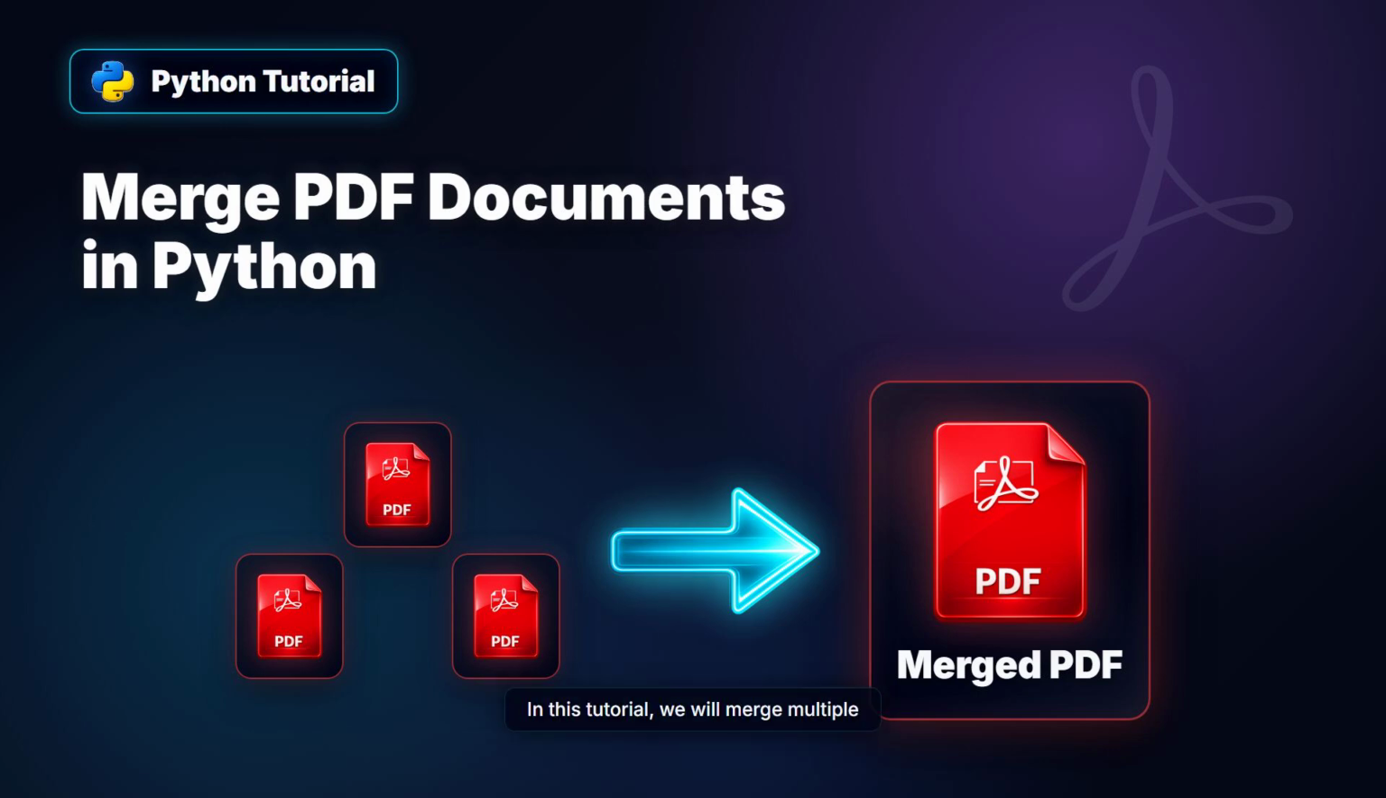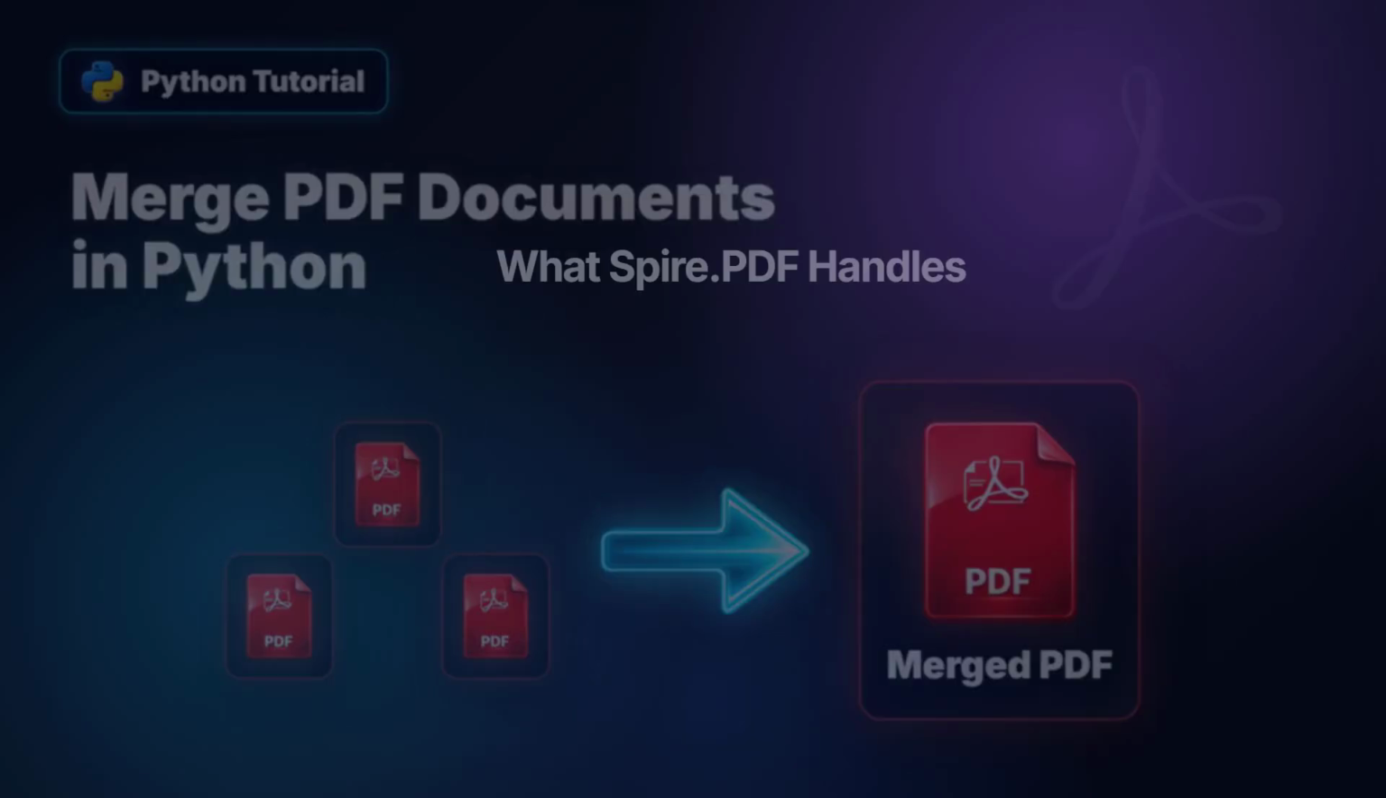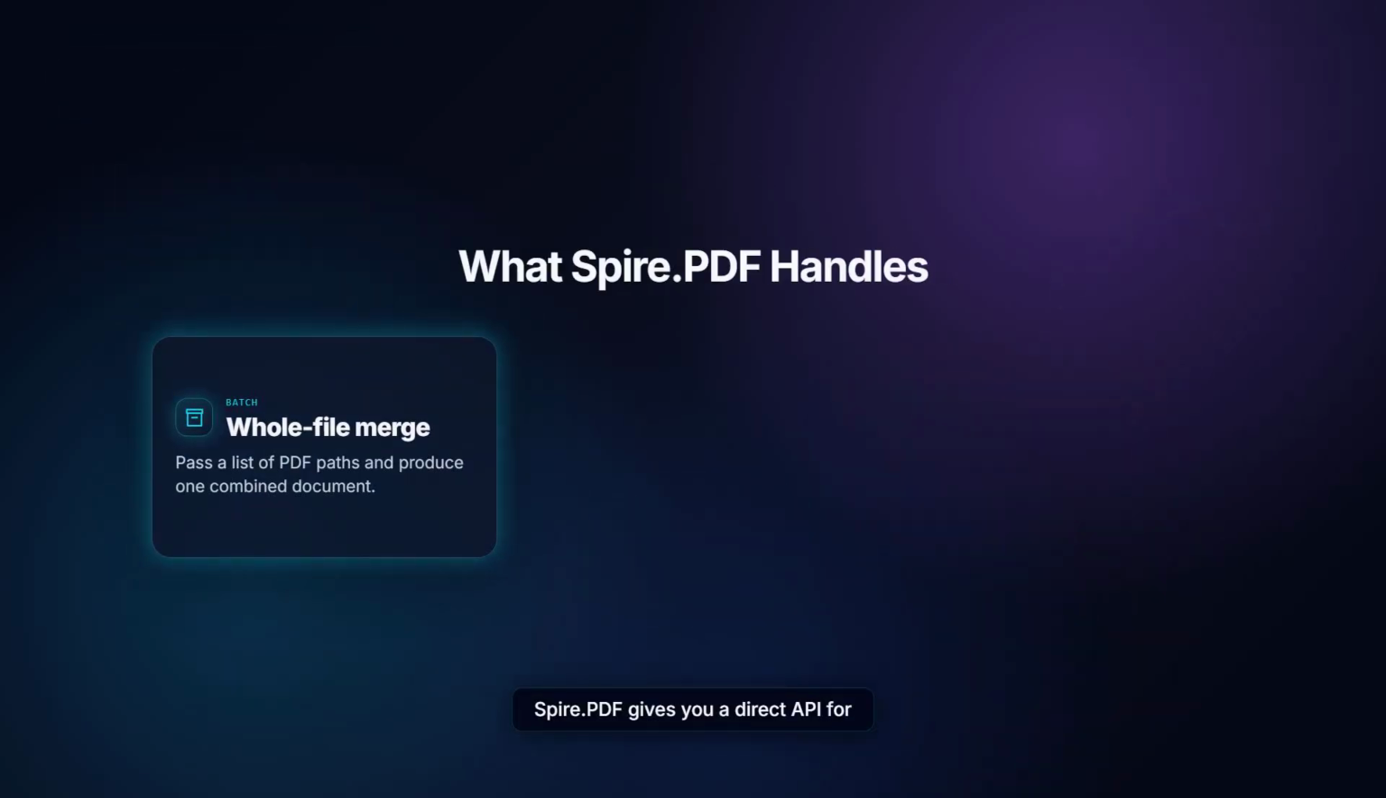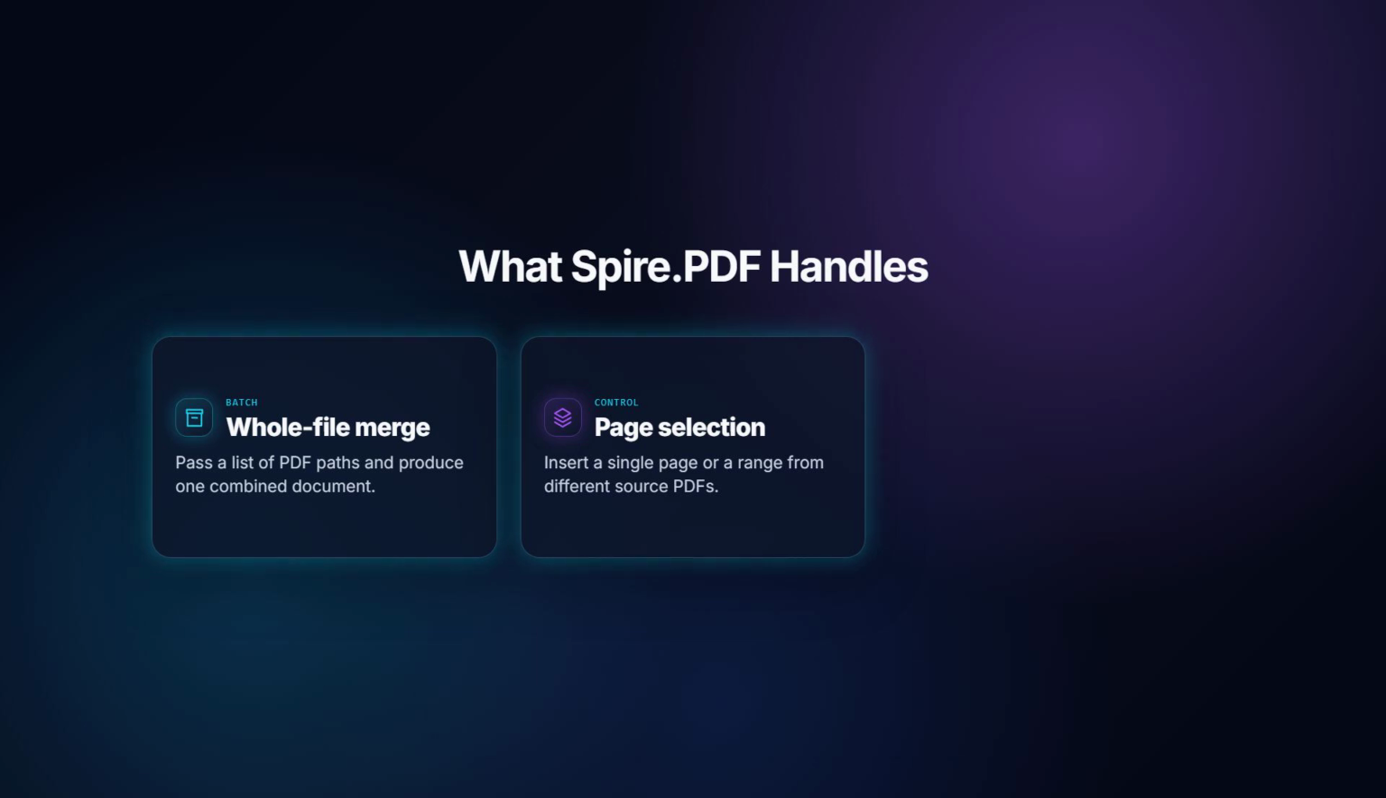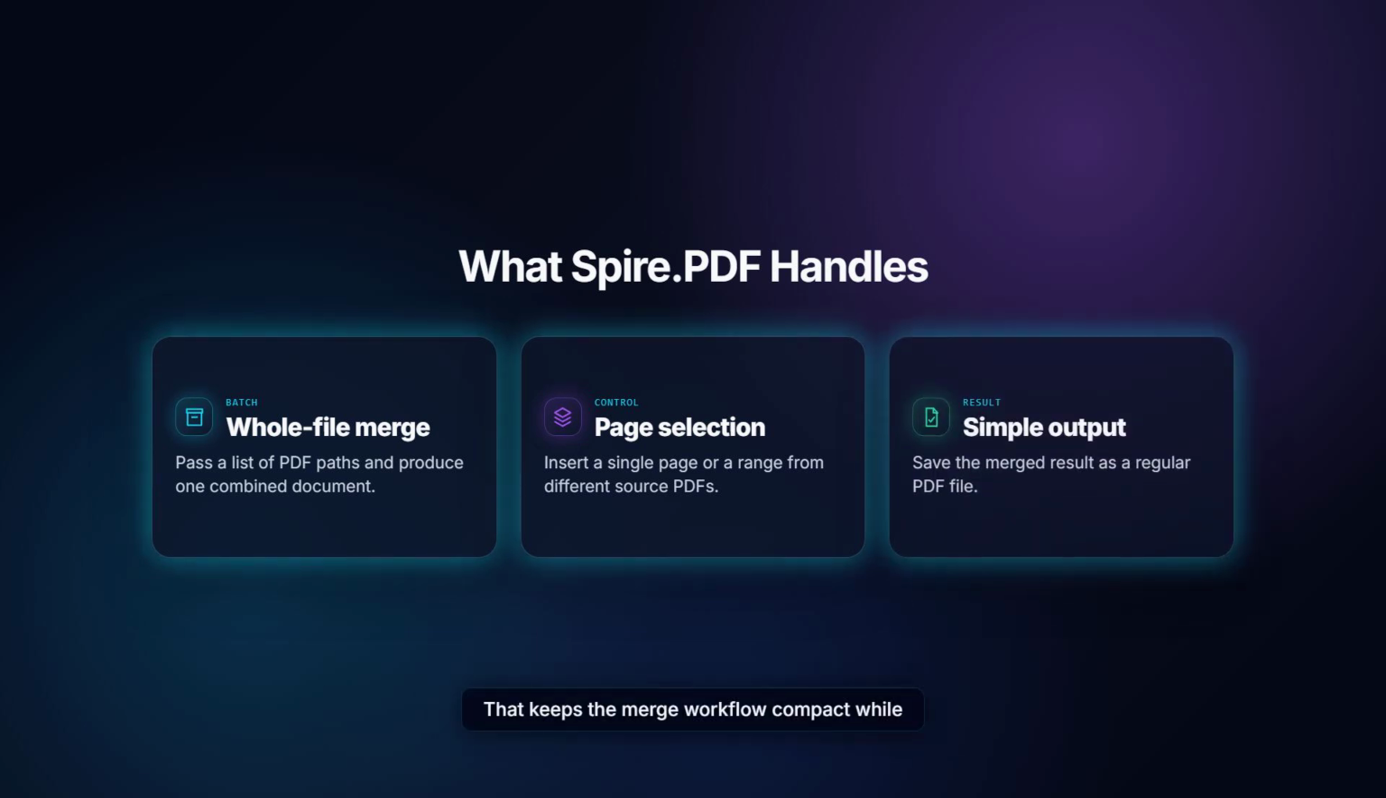In this tutorial, we will merge multiple PDF documents in Python with Spire.PDF, then look at a selected page variation for more controlled output. Spire.PDF gives you a direct API for combining whole files or inserting individual pages. That keeps the merge workflow compact while still leaving room for page-level control when the job needs it.